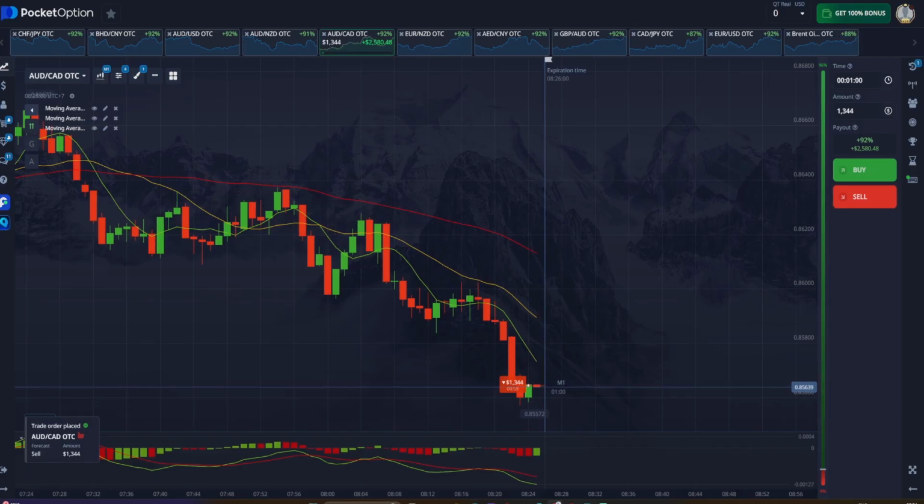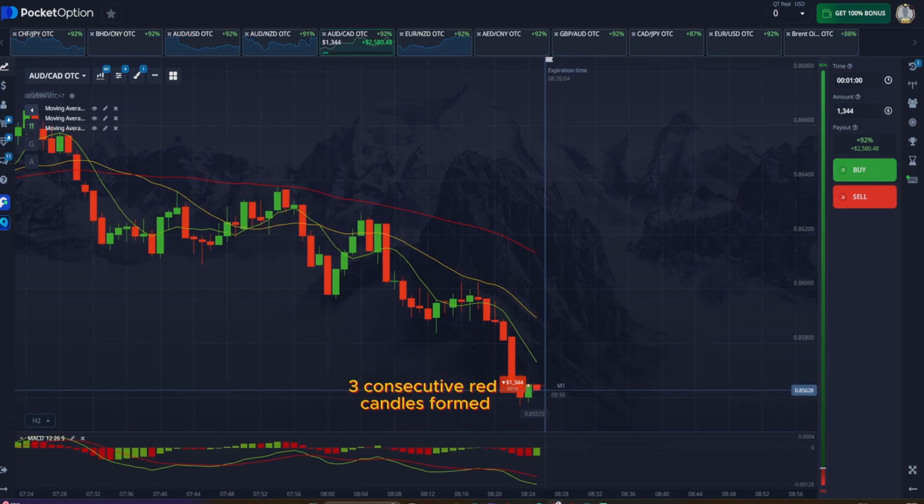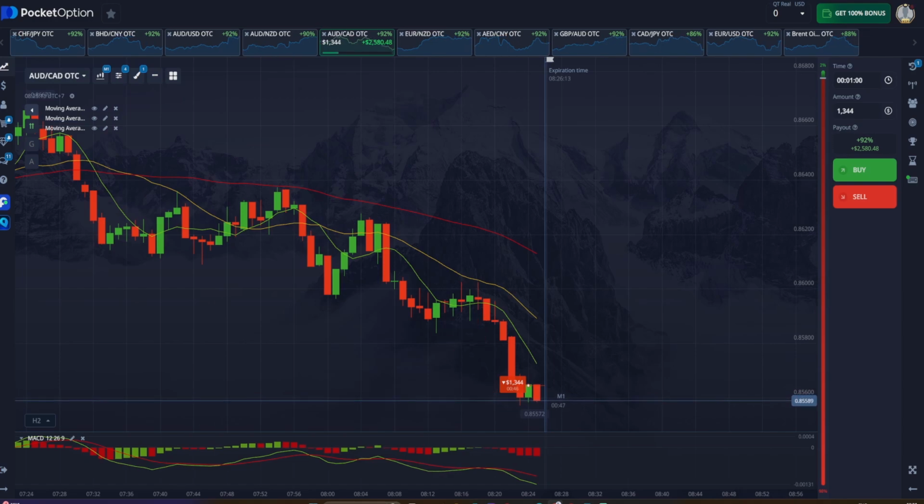Alright, I entered a sell position because 3 consecutive red candles closed below the green line. This indicates that selling pressure is dominant, and the trend has strong potential to continue moving downward. Such a formation often signals consistent seller strength, pushing the price to lower levels. Let's watch the movement together.